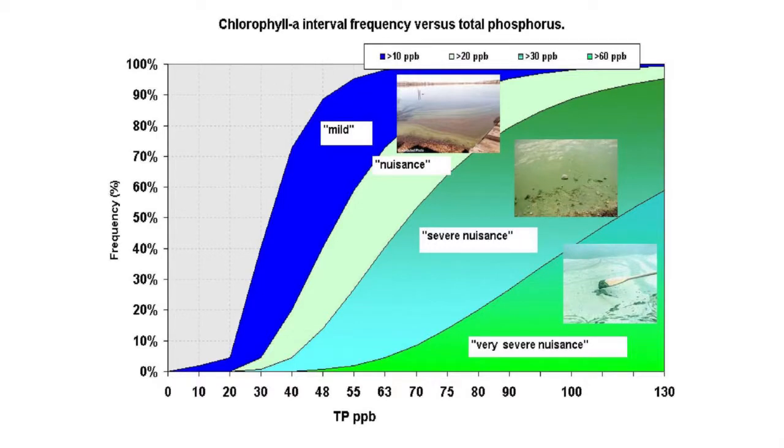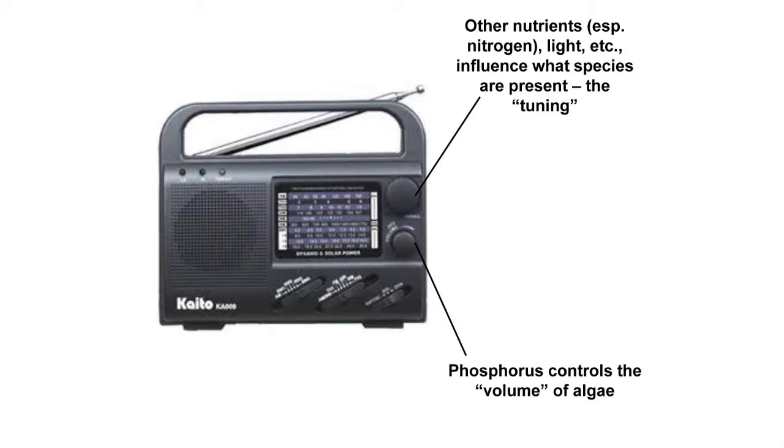This is one of my favorite graphs, from Minnesota, based on accounts from people of whether or not their lake had a problem, a nuisance bloom, or a severe nuisance bloom, and in Minnesota often a very severe nuisance bloom, equating that to chlorophyll A concentrations and total phosphorus concentrations. And it's still very true that there's a very good relationship between phosphorus and how severe your bloom is. So phosphorus still is controlling the volume on that radio.